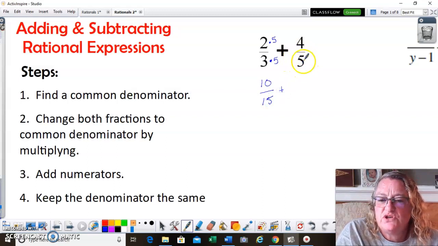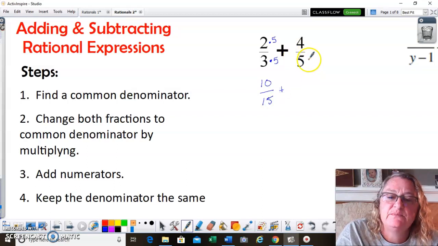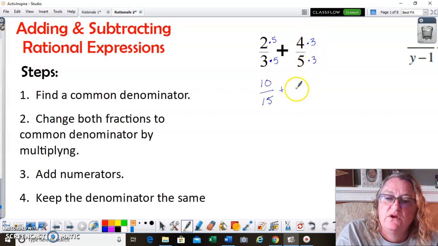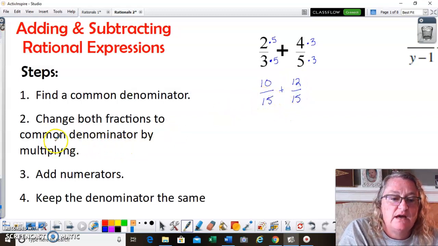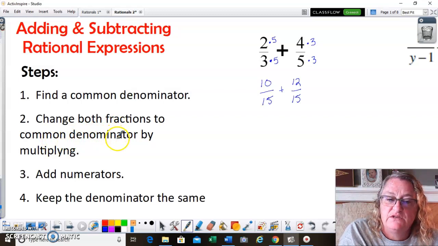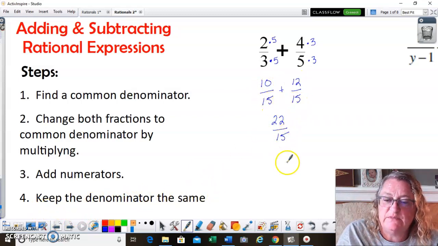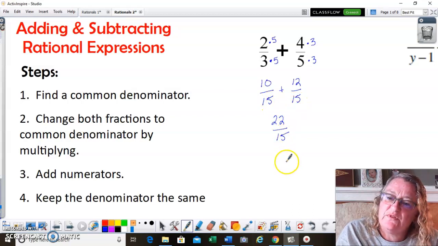In order to have 5 turn into 15, I need to multiply it by 3. And again, I have to do the same thing to the numerator. So this turns into 12/15. Once my common denominator is reached by doing my multiplication, I'm going to go ahead and add my numerators. So 10 and 12 gets me 22/15. And I keep the denominator the same. So all I do is add the numerators, keep the same denominator. So that's how you would do it with the basic fractions, like what you did in elementary school.